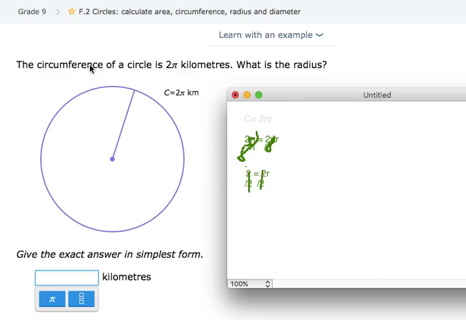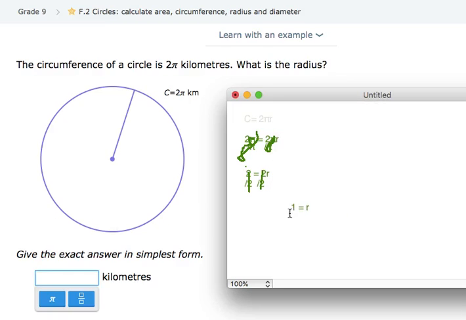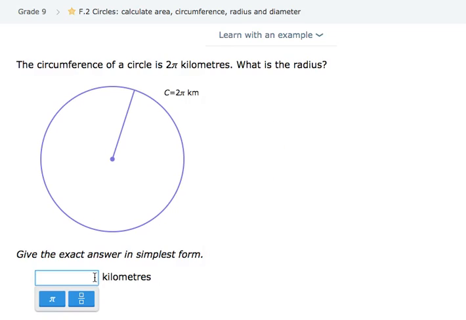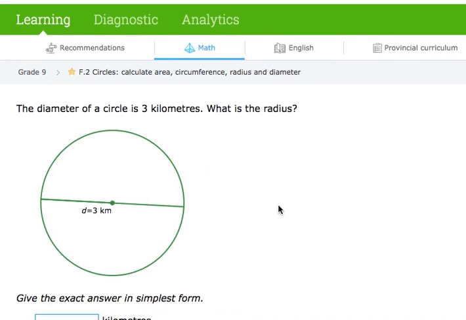So if I divide both sides by 2, on the right side, I'm just left with r. On the left side, I've just got 1. So 1 equals r. That allows me to put in my answer, give the exact answer in simplest form. Number of kilometers is exactly 1 kilometer that represents the radius. So that one was pretty straightforward.